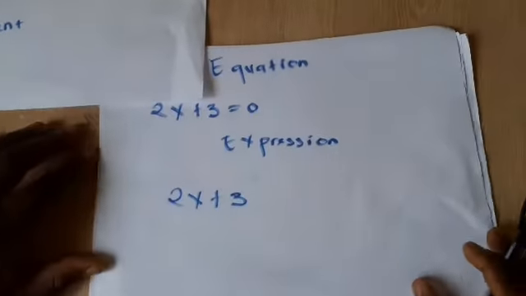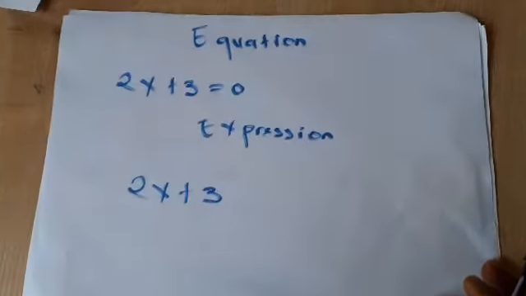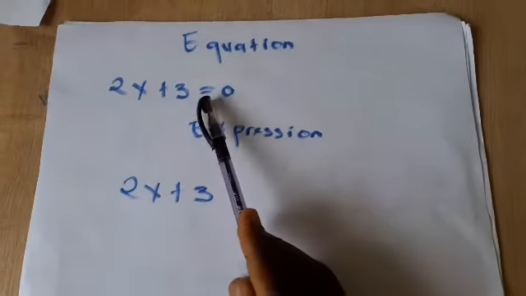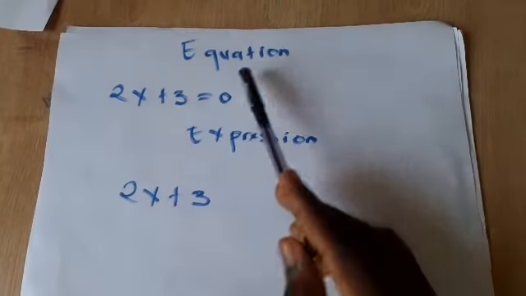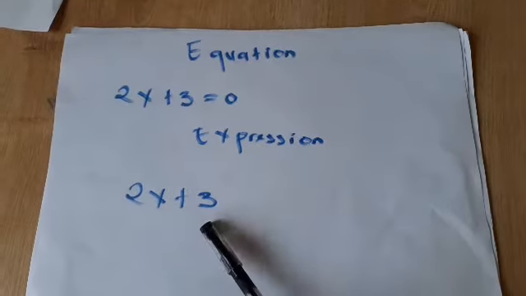I would equally like us to know the only noticeable difference between an equation and an expression: it is the presence of this equality sign. If the equality sign is present, then it becomes an equation. If not, it's an expression only.